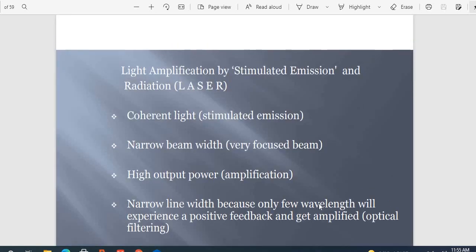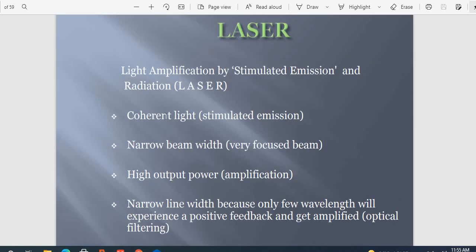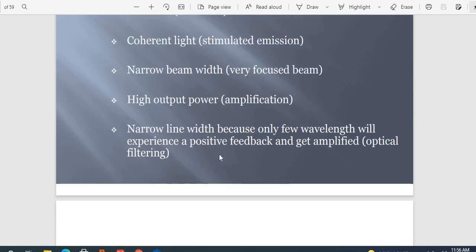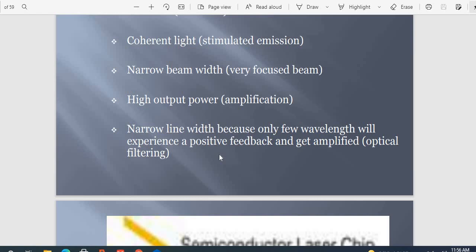This is the laser. So what are the laser features? It should be coherent light because of stimulated emission. It should have a narrow beam width because a very focused beam needs to be there. It has high output power because of the amplification factor. We are considering narrow line width because only a few wavelengths will experience the positive feedback and get amplified. All will not get amplified, only a few will get amplified, because of the optical filtering. Okay.